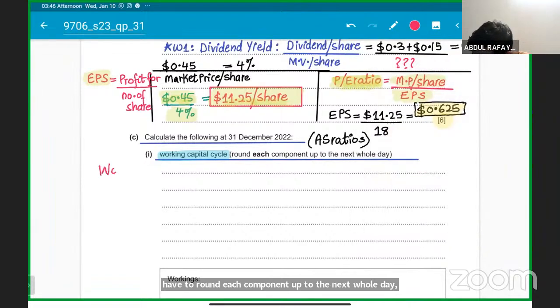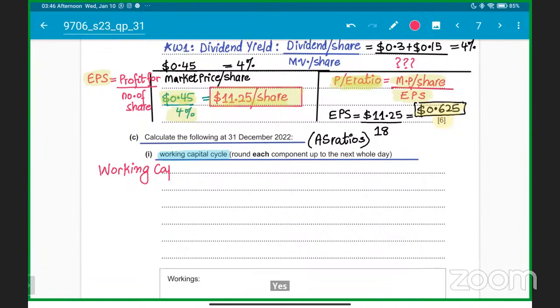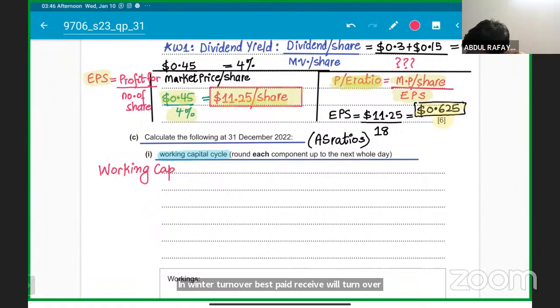Okay, so first thing is very simple and clear. What is the formula of working capital cycle in days? Anyone remembers? Inventory turnover plus trade receivable turnover minus trade payable turnover. Excellent, very good. So working capital cycle is basically, we will have to add the inventory turnover.